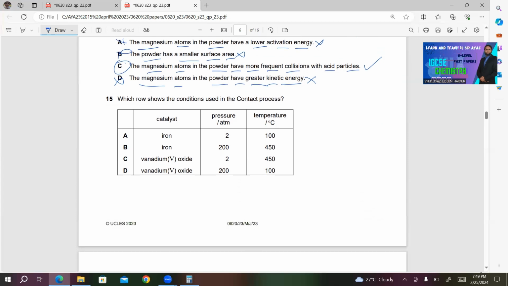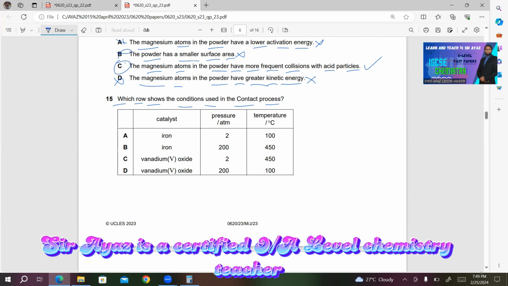Number 15. Which row shows the conditions used in the contact process? This is something you have to learn by heart. You know the catalyst used in the contact process is vanadium 5 oxide.